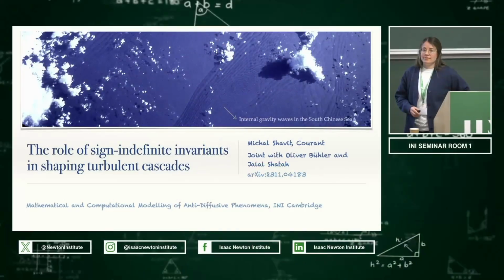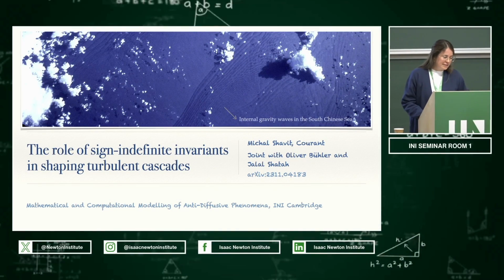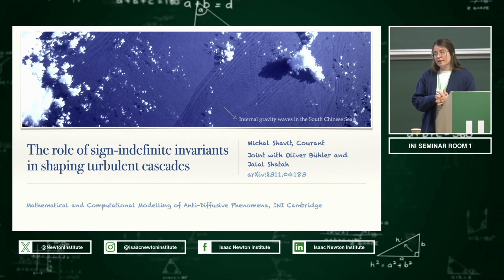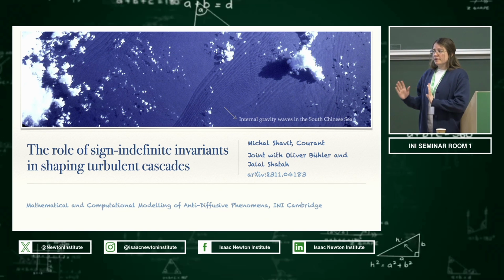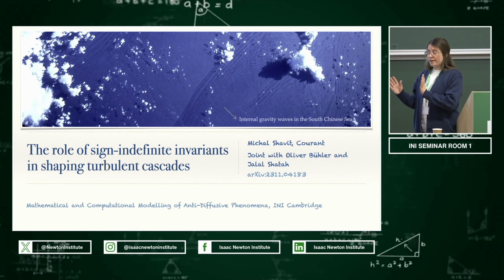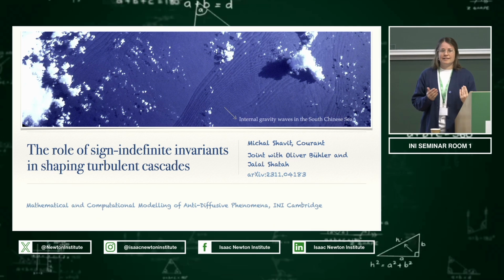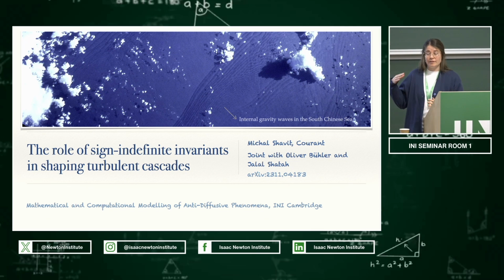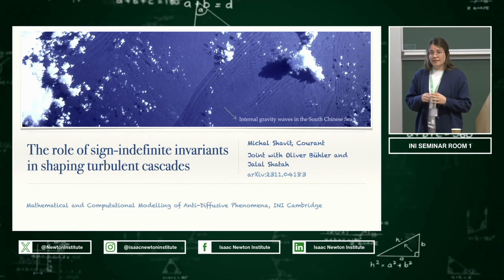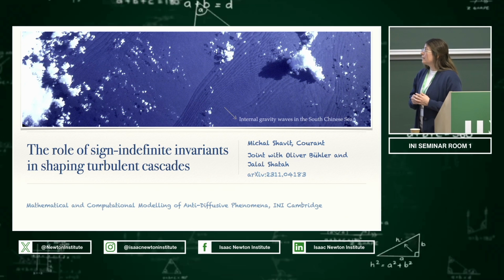I'm going to present joint work with Oliver Euler and Jalal Shatta from the Courant Institute. This work is essentially about the kinetic theory of systems that preserve a quadratic sign-definite invariant, the energy, alongside a sign-indefinite invariant. You can have in mind, for example, helicity. It just needs to be quadratic.